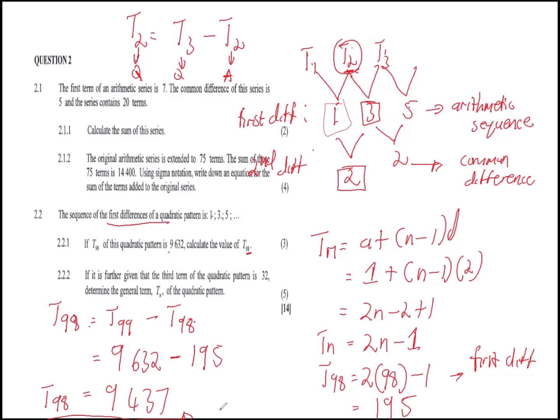Right. There we go. Okay, so let that sink in. It's very important that you note that. Whenever we are looking for something that has to do with the quadratic T2, then it's T3 of that quadratic minus T2 of the same arithmetic.